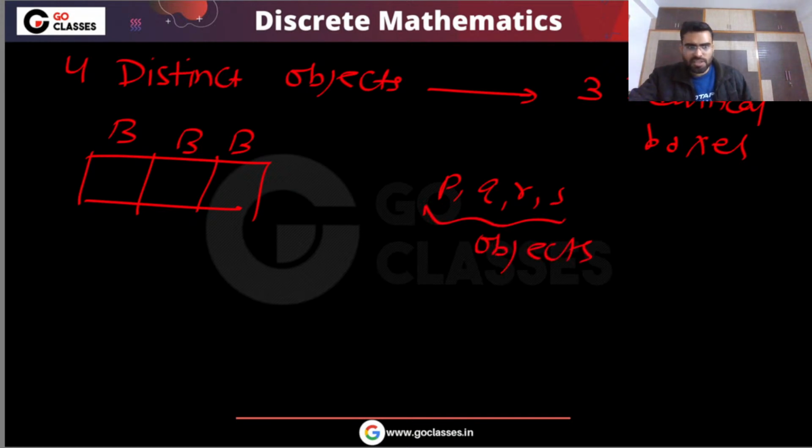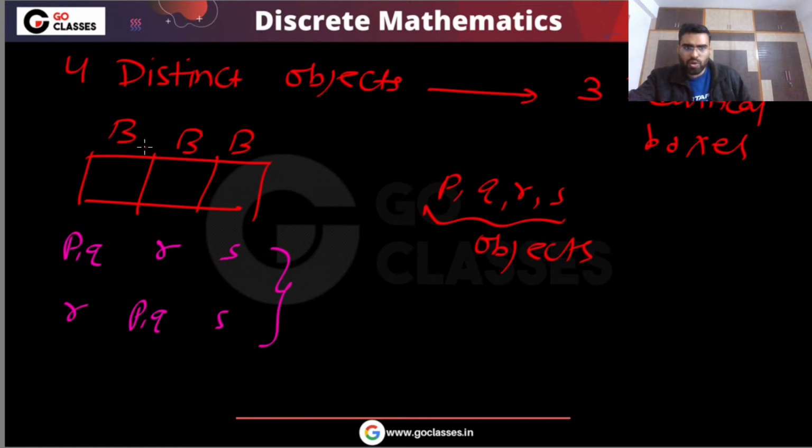Now just tell me this point. Can I say these are different distributions? PQ is here, R is here, S is here. R is here, PQ is here, S is here. Can I say these are different? Tell me, anyone? Okay, so you can notice these are not different.